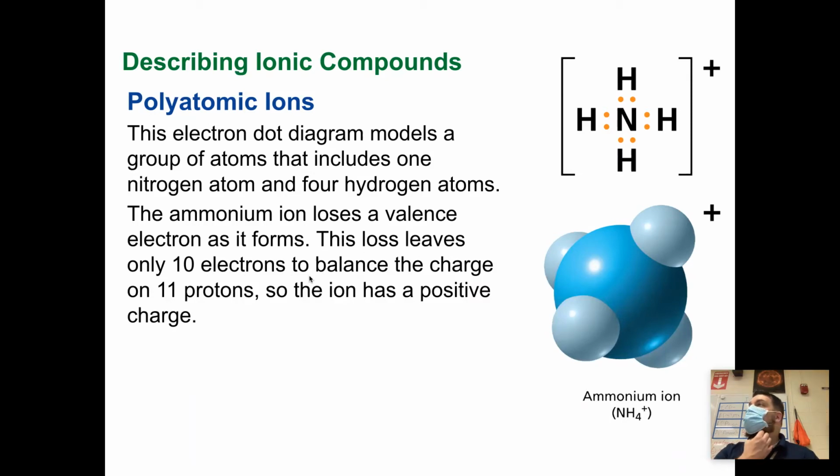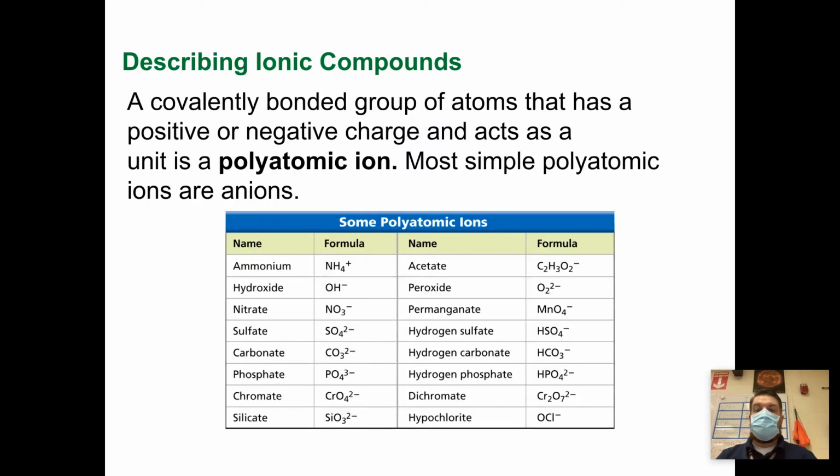So when it loses that 1 electron, the overall ion will have a positive charge. Ammonium ion is a positively charged polyatomic ion. Okay, does that make sense? We'll do some more work on that.